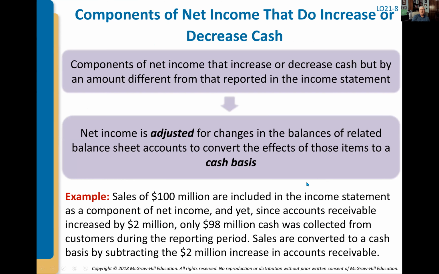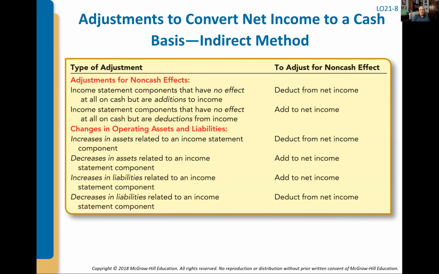I'm going to skip this slide because that will just confuse you, I think. Components of net income that do not increase. So there's some things that are in net income that are not cash related, like depreciation expense. And then we're adjusted for these changes in the balance to get to a cash basis. So we've talked about that. So in the indirect method, deductions from income in the income statement that aren't related to cash, like depreciation expense, we add those back.